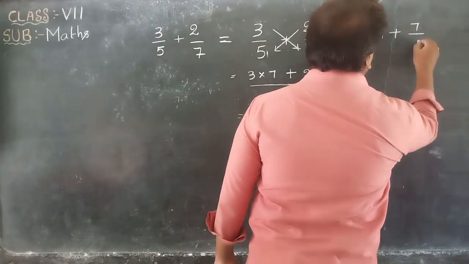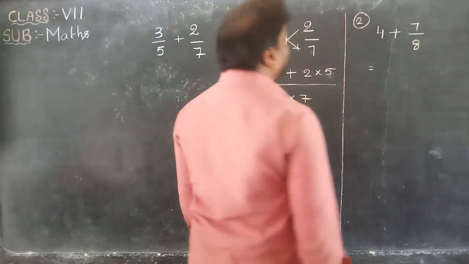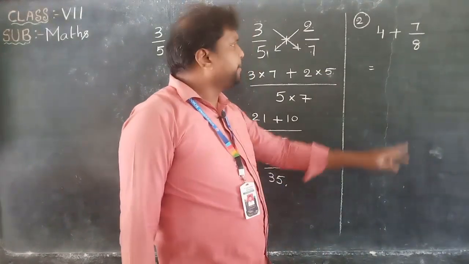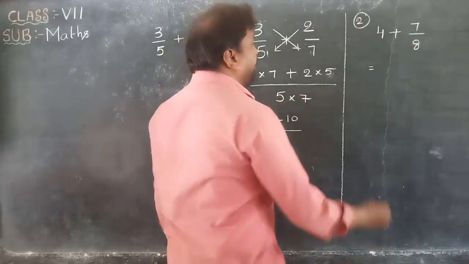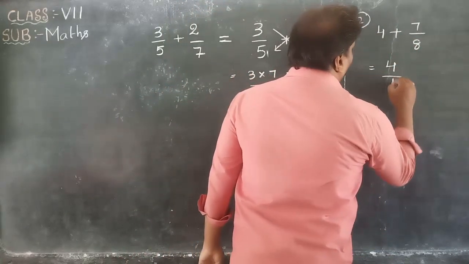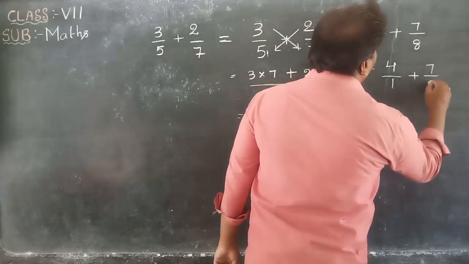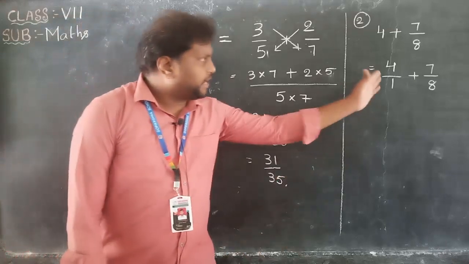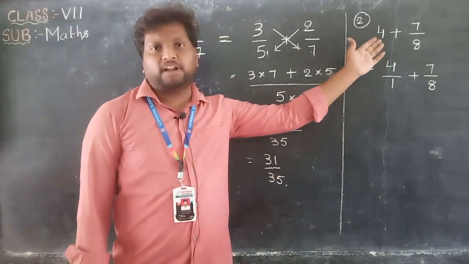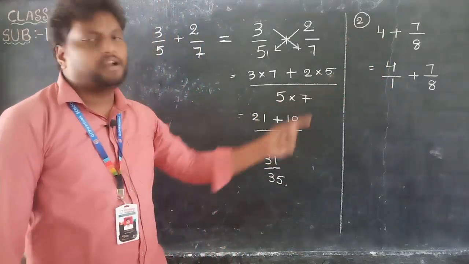4 plus 7 by 8. See here, 4 plus 7 by 8. What happened here? One fraction is there, and one whole number is there. That's why I am taking 4 by 1 plus 7 by 8. Why? Because when we take 1 in the denominator there is no problem, since the numerator value will not change. That's why I am taking 1.